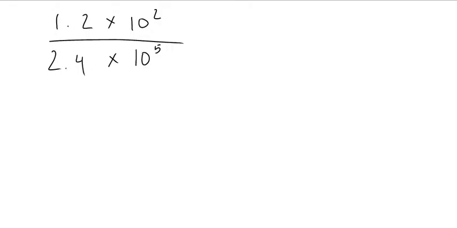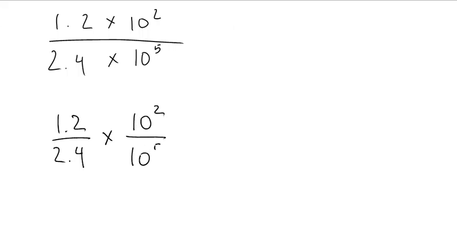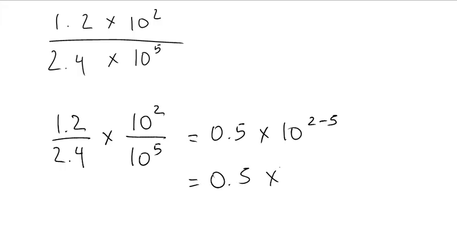Let's take a look at this example. If we have 1.2 times 10 to the power of 2 divided by 2.4 times 10 to the power of 5, again here, we're going to split the fractions. So we can say that's equal to 1.2 over 2.4 times 10 to the power of 2 over 10 to the power of 5. Which here is equal to 1.2 over 2.4, that's 1/2, so it's 0.5, times 10 to the power of 2 minus 5, that's another exponent rule, which is equal to 0.5 times 10 to the power of negative 3.